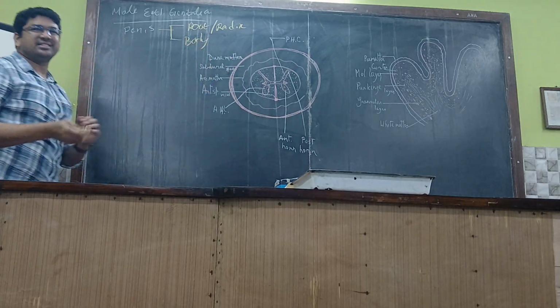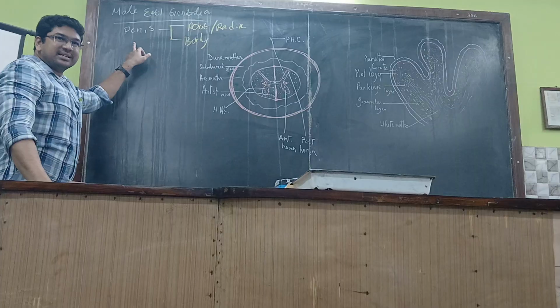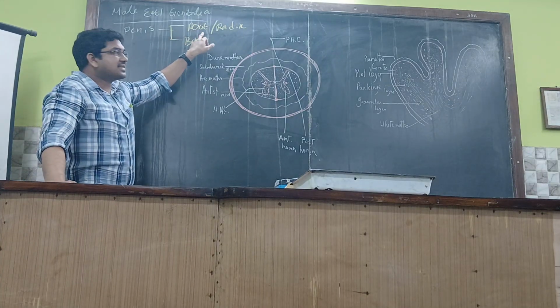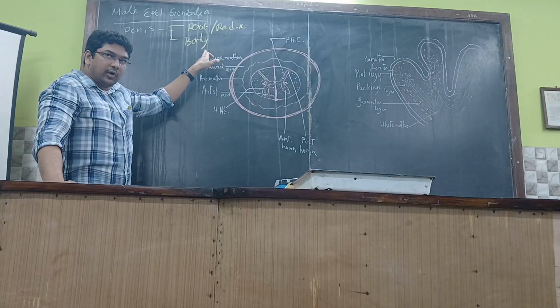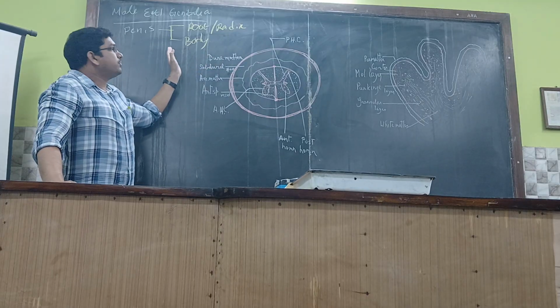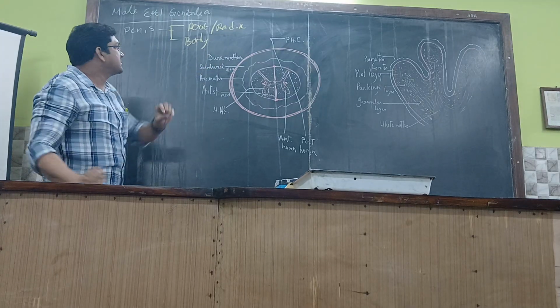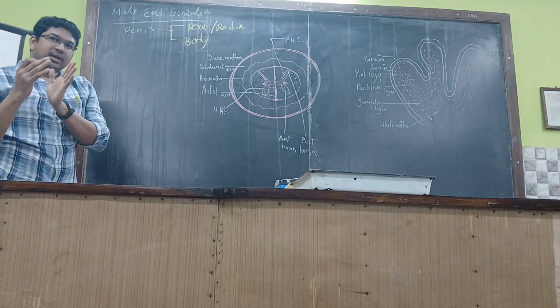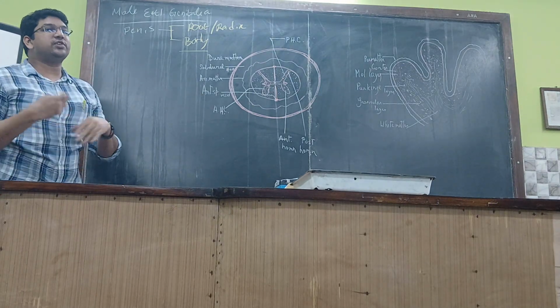Okay, so basic things. So the penis, which is the copulatory organ of male, contains the root or radix, and then followed by the body. Whatever it is exposed outside of the body is the body of the penis. Could you understand? Okay, root is hidden inside within the superficial perineal pouch.